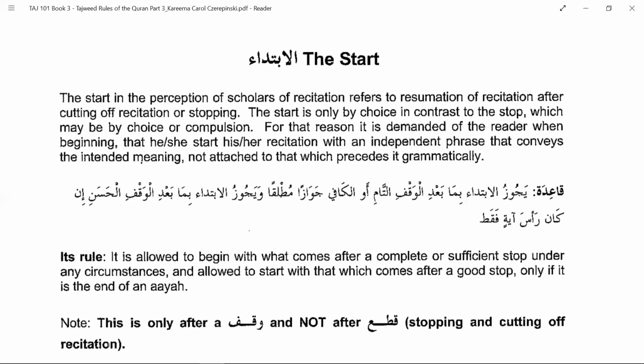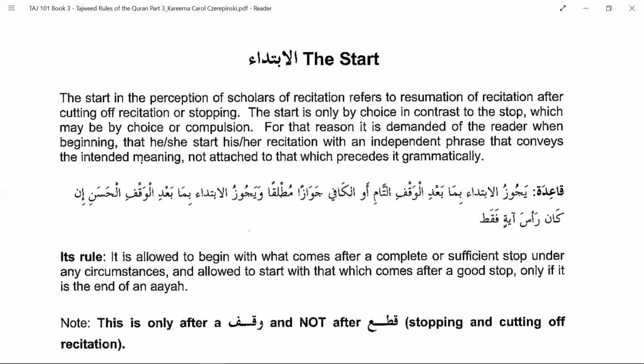You're allowed to start with that which comes after a good stop only if it is the end of an ayah. We also saw what a good stop was, and if you want to start after a good stop, then you can do that only if it is at the end of an ayah. If it is in the middle, then you need to go back a few words.